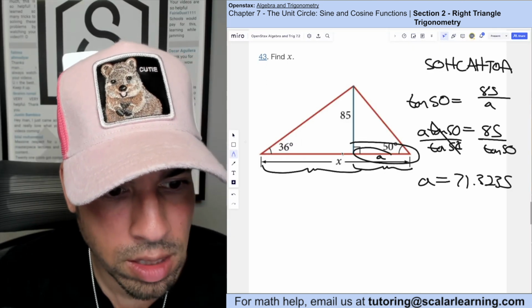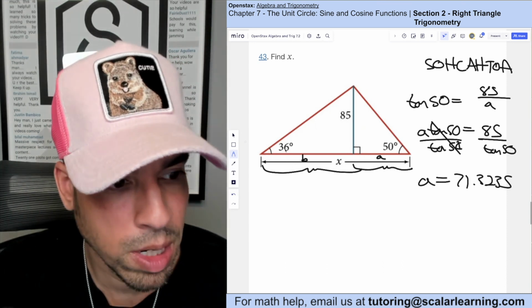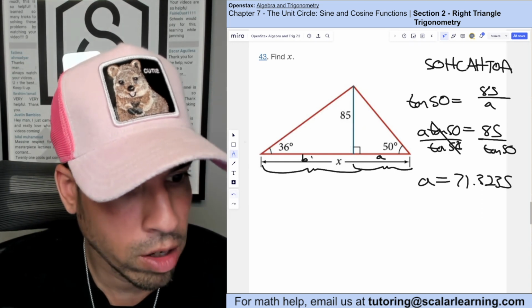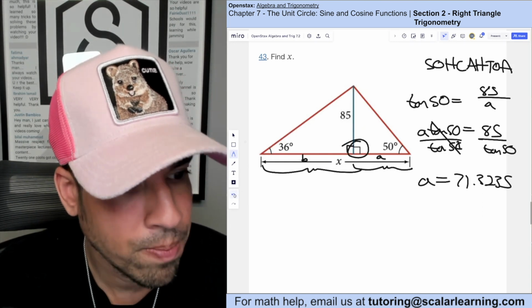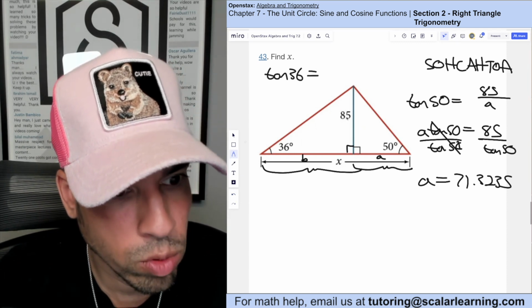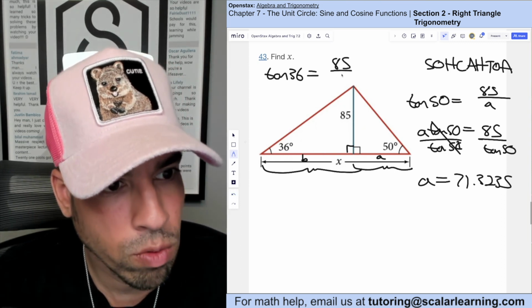So that's now this section here. Now we need b. Okay, so I'm going to do a similar tactic with b. Instead, I'm going to use this 36. And again, looking at this nice right triangle, this has to be right if this is right. So I'm going to say tangent of 36 equals opposite over adjacent. So again, equals 85 over b.